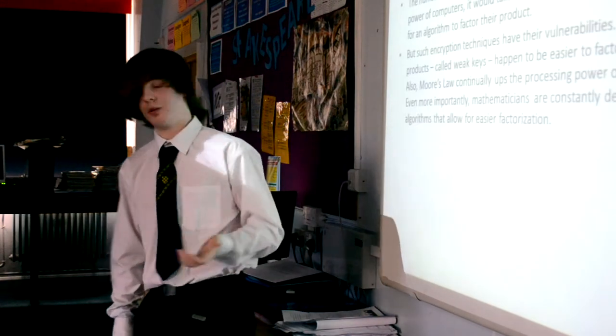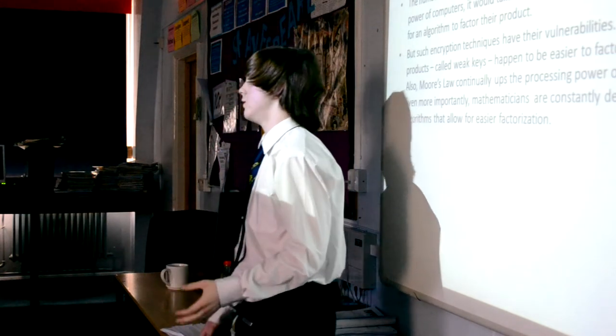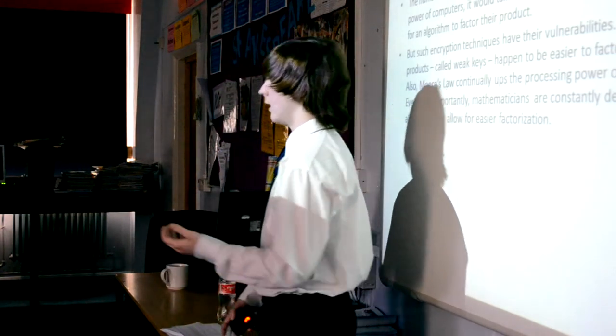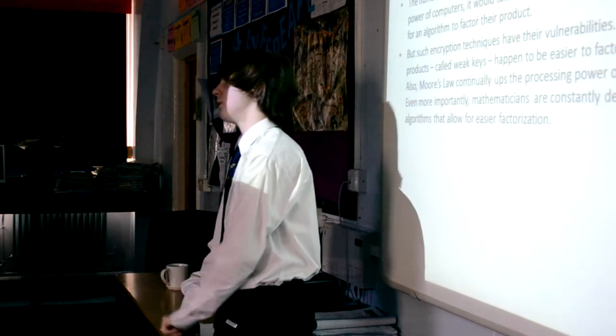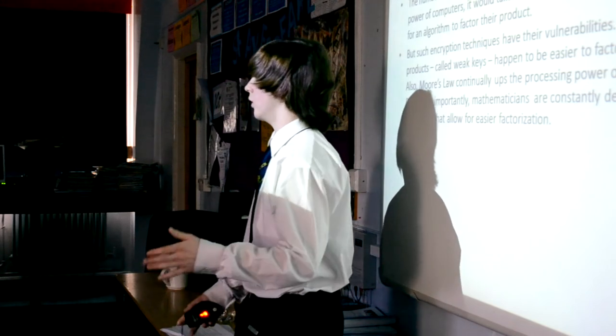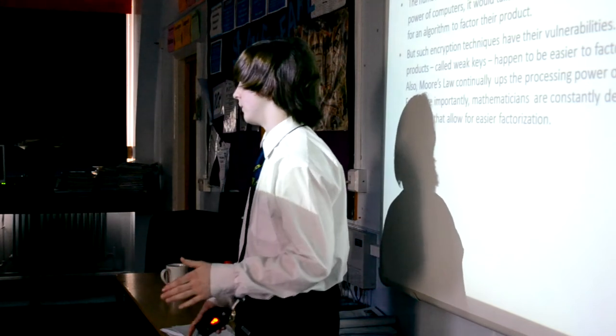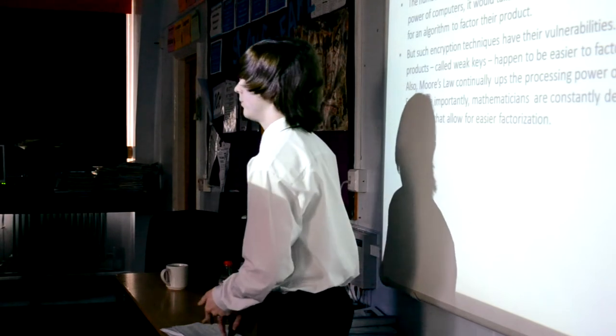This does break down a little bit though, because there are things known as weak keys, which are numbers that are easier to factorise than others. This cipher has only ever been cracked by a computer in a 768-bit format, which means a number shorter than a 384-digit prime number. And that's because it was a weak key, and so the computer could do it easier.